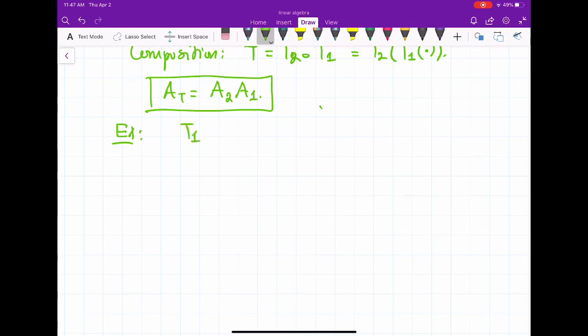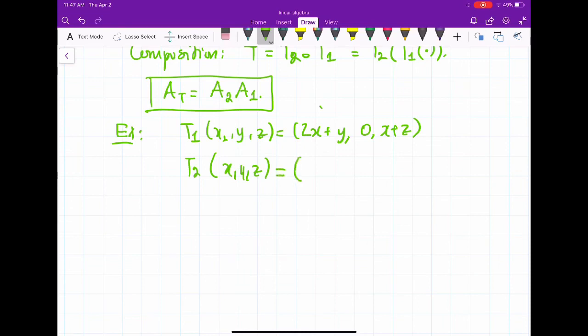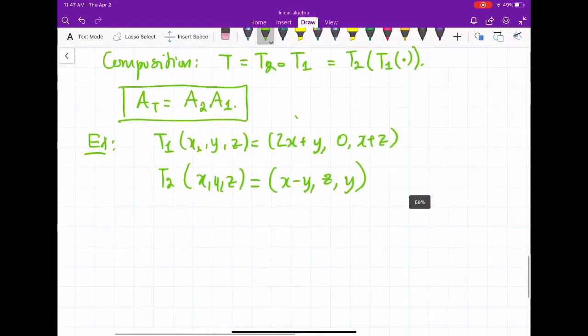You have T1(x, y, z) equal to (2x + y, 0, x + z), and T2(x, y, z) equal to (x - y, z, y). Both of them are linear transformations in R3.